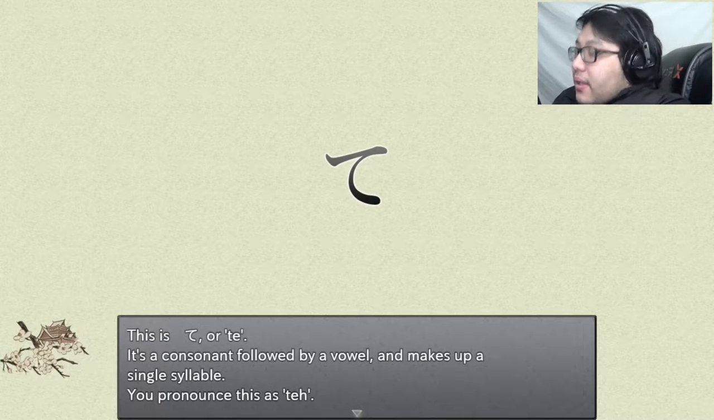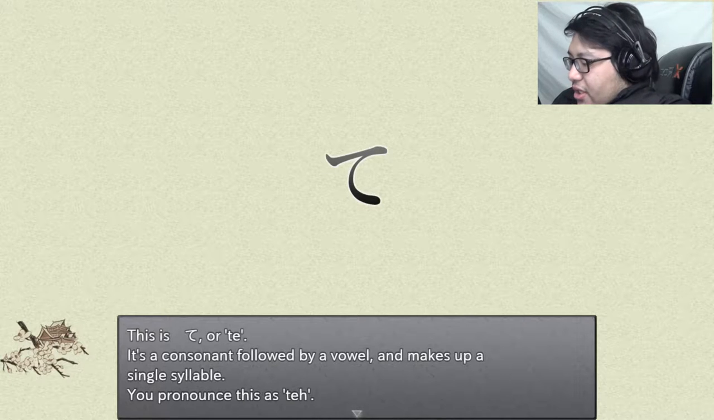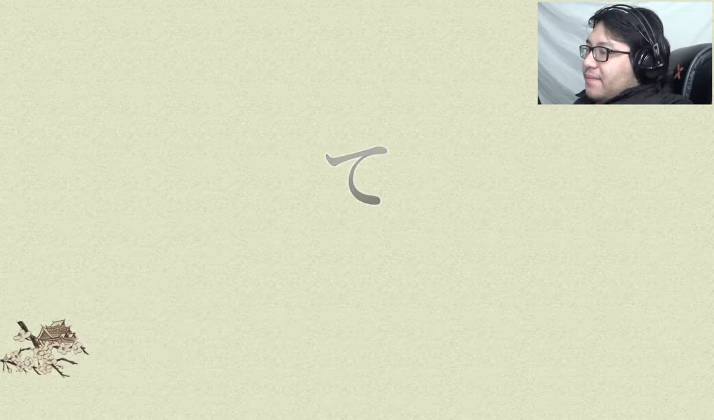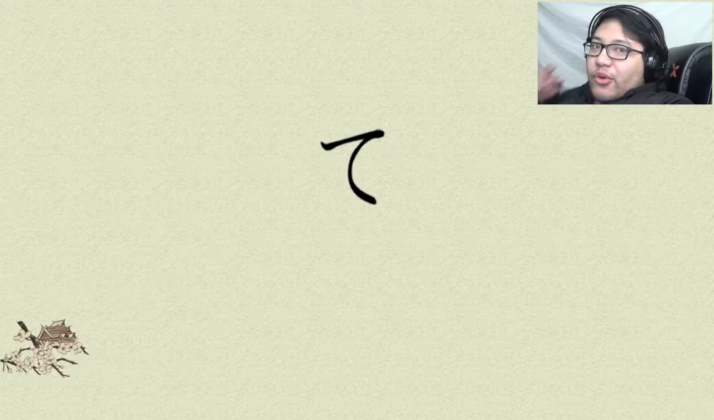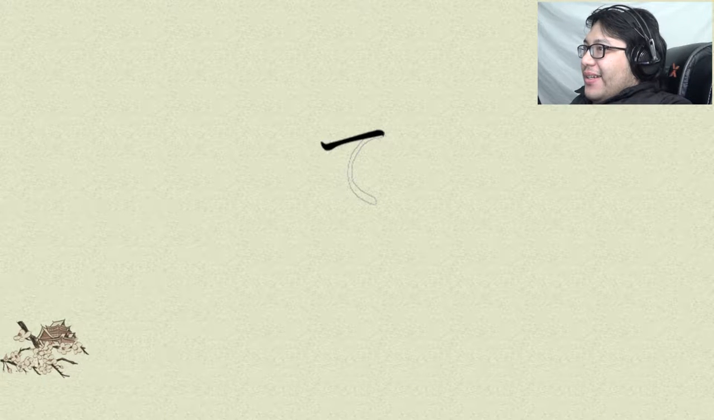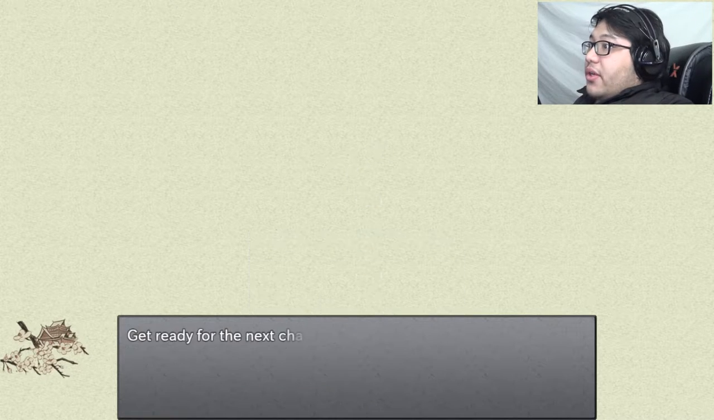Okay. This is a te. Good God, Japanese is hard to learn. Te. Like, who? Then again, I'm already 20. I'm already an old man. Holy crap. Interesting. Te. Write as one stroke, start at a straight but tilted line at the top, then curve it as you go down. Alright, next character.